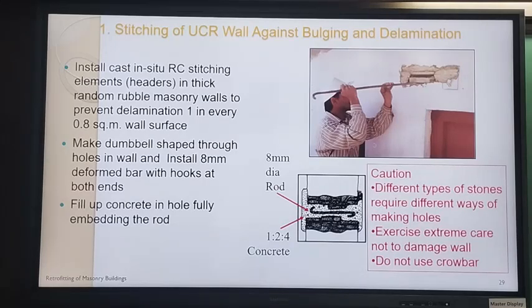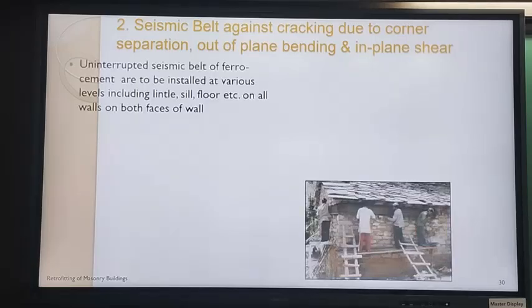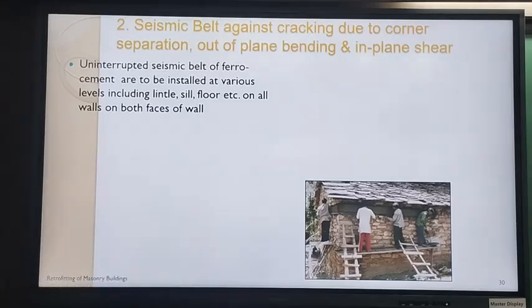Alright. Different types of stone require different ways of making holes. Exercise extreme care and don't damage. Alright. Number 2. So it's clear about the stitching elements. About the belt. So an uninterrupted seismic belt of ferrocement is to be installed at various levels. And actually Rupal has brought this box to show. This is our box type construction. Essentially, you put a belt like this around, and it's important that this is properly anchored to it.